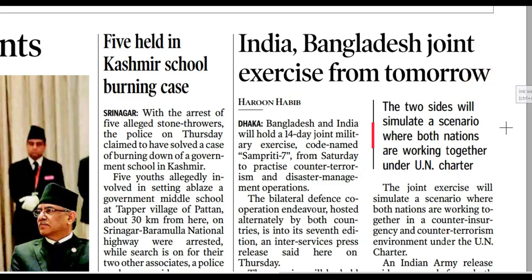On page number 13, another important article that has been published is about the India-Bangladesh joint exercise, Sampriti 7. Sampriti 7 can be asked in UPSC and other examinations. Sampriti 7 is a joint military exercise between India and Bangladesh. It is a 14-day joint military exercise between India and Bangladesh.